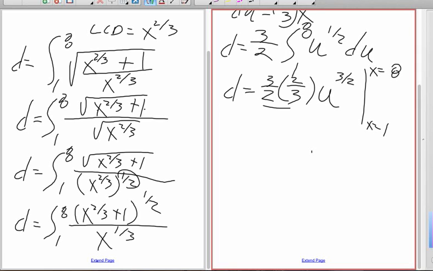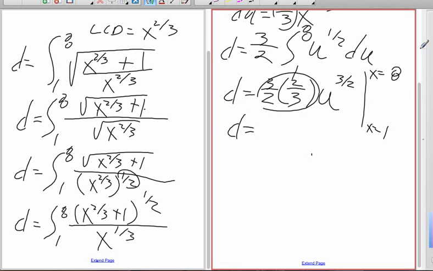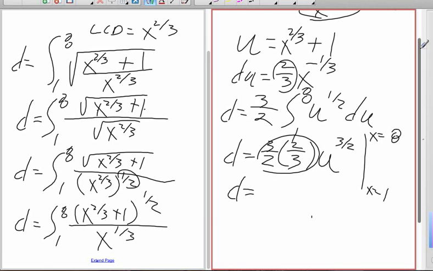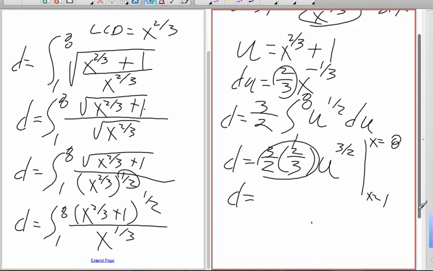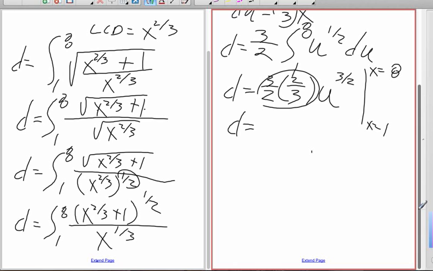Notice these are reciprocals, so now I've got my distance is equal to, I plug back in for my u, which was, where was my u? It's back up above me. x to the 2/3 plus 1. So now I've got x to the 2/3 plus 1 to the 3/2, and it's going to be evaluated from 1 to 8.